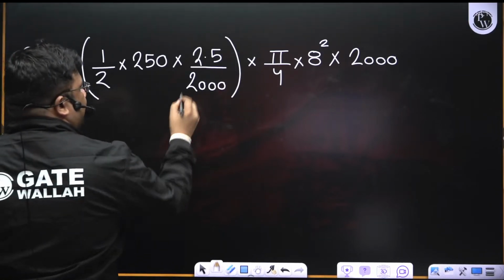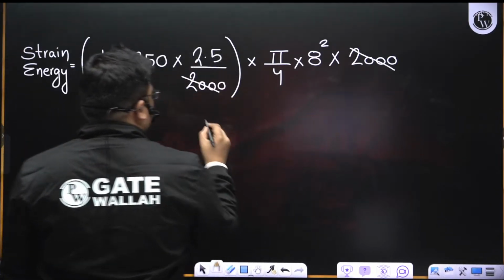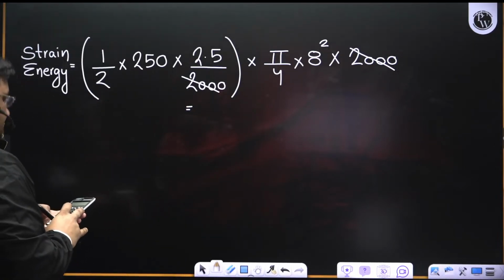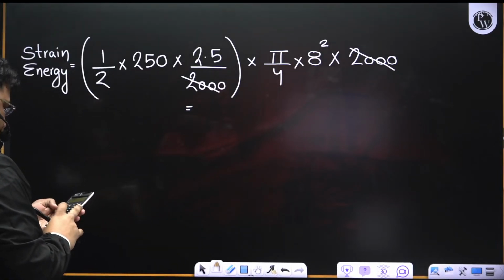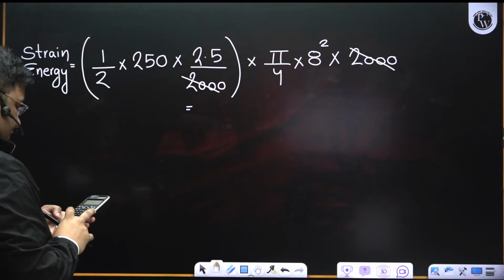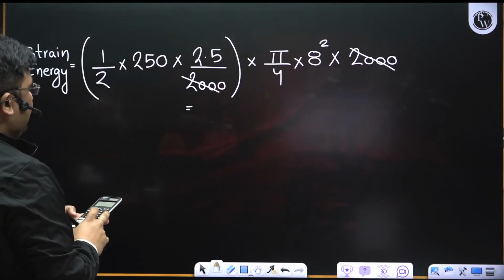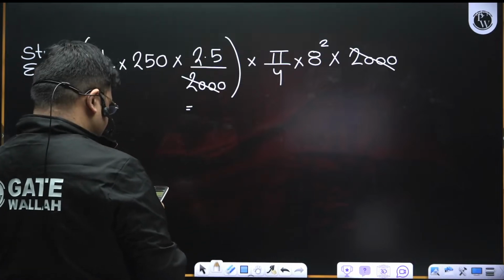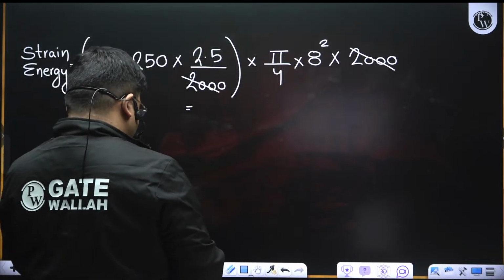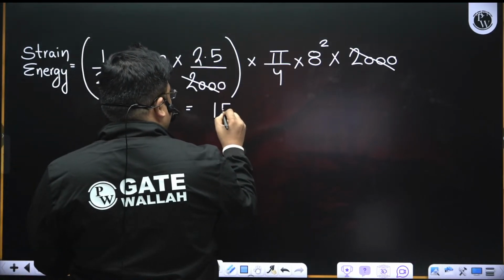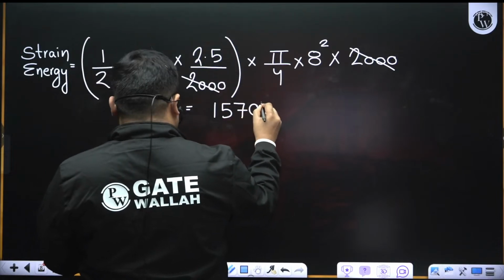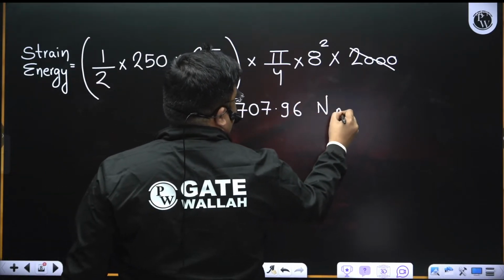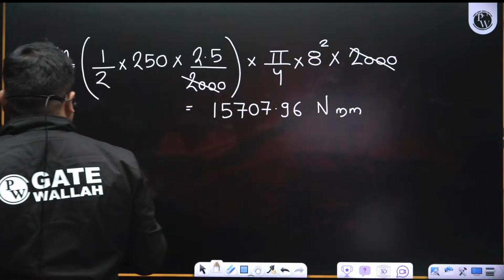Yes. So if you calculate this, how much are you getting? 125 into pi divided by 4 into 64, right? So you are getting a value of, one second, into 2.5, you are getting a value of 15707.96 Newton mm.